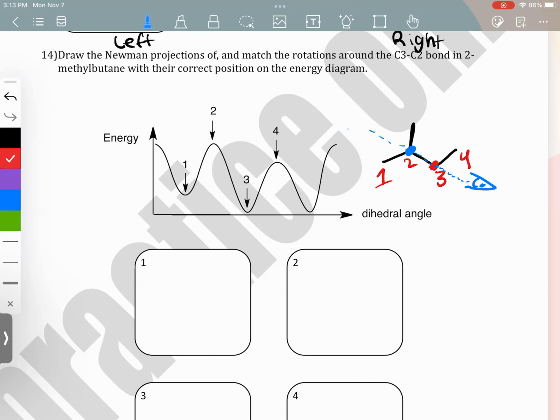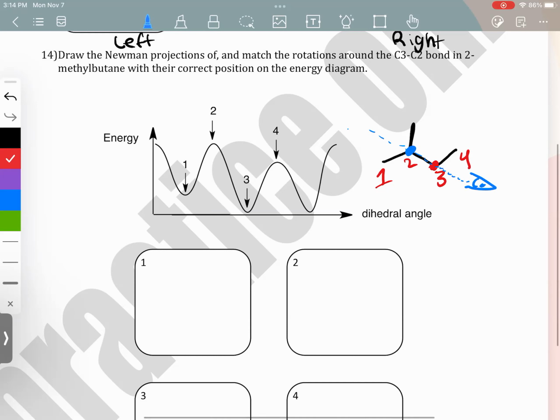Before we start drawing the new ones, let's try and understand the diagram here first, this squiggly line and all. We learned about different conformations of Newman projections. You have the staggered, there are two types of staggered, anti and gauche, and then you have eclipsed, two types of eclipsed. All these conformations have different energies.